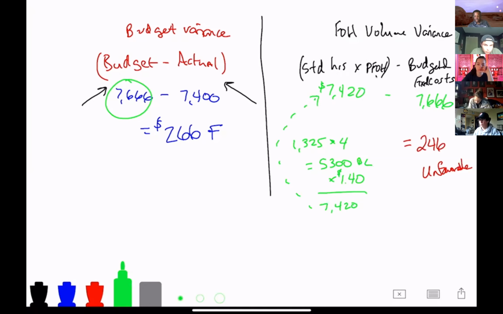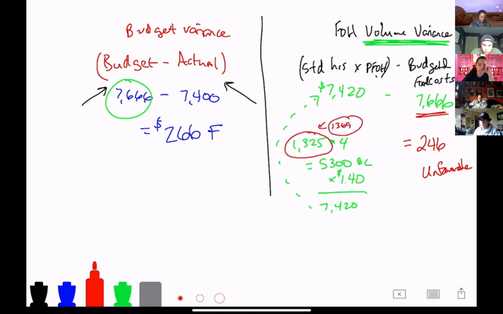Yeah, so here's why this is unfavorable. Here's what the volume variance is telling us. They're saying this is unfavorable because they said, man, we could have done more. We expected to do more with this cost. We expected there to be 13,069 bicycles and tricycles produced, but we only produced 1325. So that's why it's unfavorable, because they didn't take advantage of all the space they have.